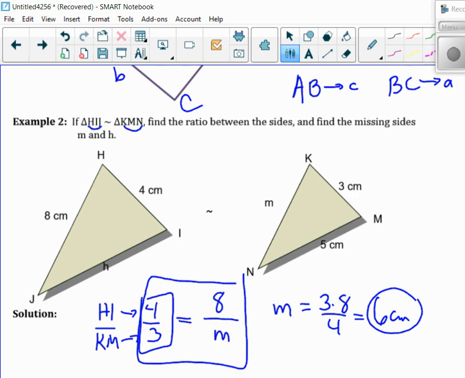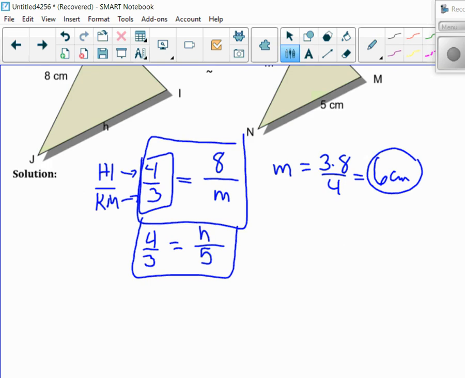Okay, so we're going to do this again. We still have our setup of 4 over 3, but this time we're going to figure out what h is. Do you see h is IJ? So let's look at our IJ there. Do you see IJ is that part? So that means I need to set the IJ over MN. Do you see? So IJ is h, and MN is 5.